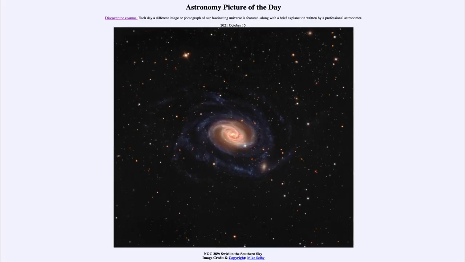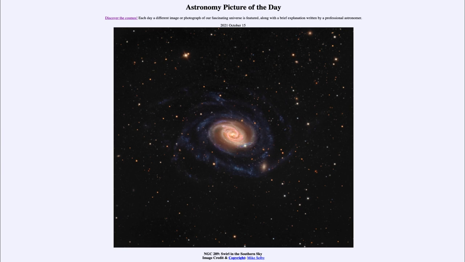One of the things that I like to do in each of my introductory astronomy classes is to begin the class with the astronomy picture of the day from the NASA website, that is apod.nasa.gov/apod. And today's picture for October the 15th of 2021, well, it is titled NGC 289, Swirl in the Southern Sky. So what do we see here?